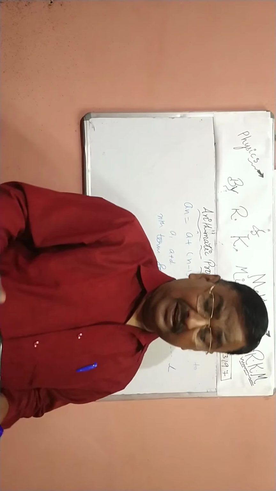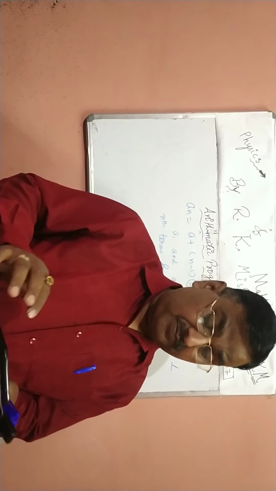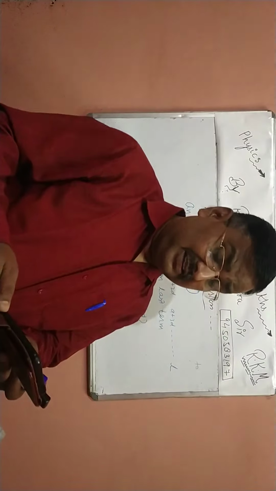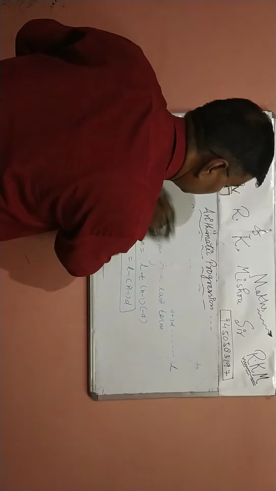From this topic you can solve exercise 5.2. So come to exercise 5.2, and only these two formulas are related to exercise 5.2. Now look here, question number 1. In this formula you can see there are 4 things.